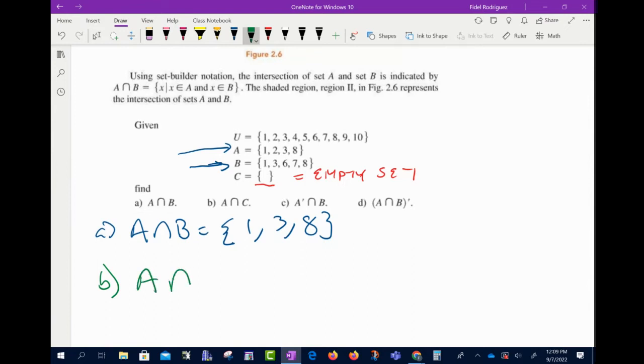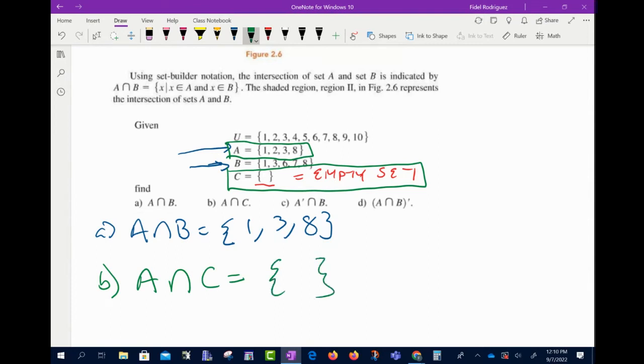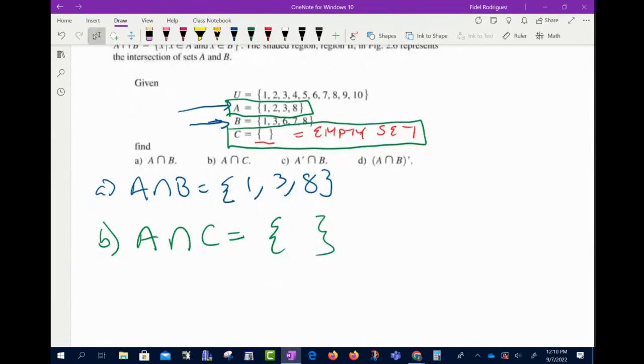Okay, so let's do the same thing for part B. Part B says we're looking for A intersection C. So what I'm doing now, y'all, is looking at this set here and this set here. And the question is, do they have anything in common? No. When they don't have anything in common, the answer is just the empty set. There's nothing in common, right? So I'm just going to write it like that, okay? Now, there is a part C, so let's do part C.